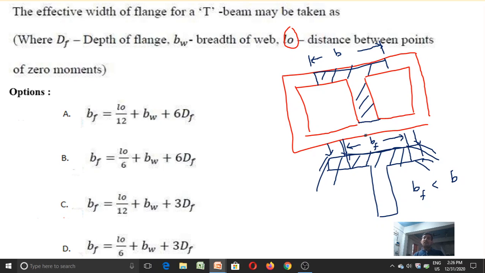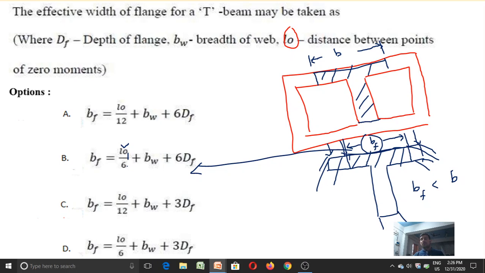The formula for calculating the effective width of the flange of a beam as per IS 456:2000 is this one. If you refer to the code book IS 456:2000, the calculation of the effective flange width of a T beam is L0/6 + Bw + 6Df. L0 is the effective length of the beam, that is the distance between the points of zero moments, and Bw is the width of the web.